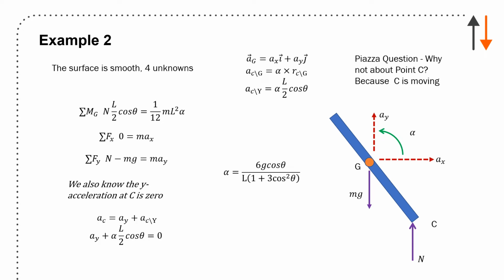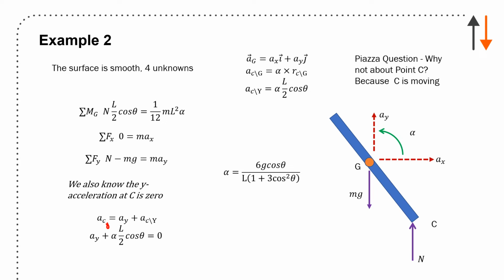And we also note that the y acceleration at point C is going to be 0. So acceleration of C in the y direction equals acceleration y plus acceleration of C with respect to y. So this is all with respect to the center of mass. That becomes acceleration y plus alpha L over 2 cos theta equals 0. And from this, I've got 4 equations, 4 unknowns.